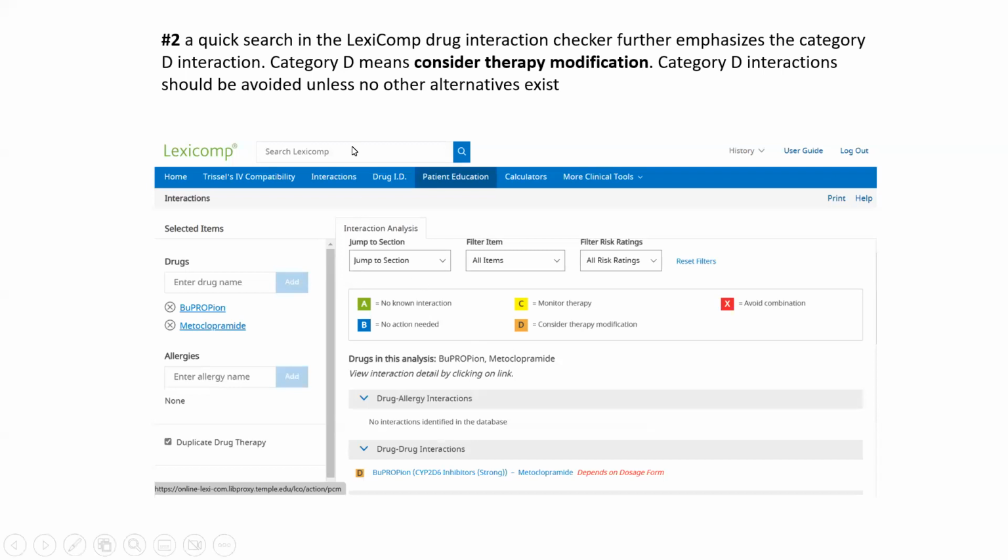Now we're going to go on to Lexicomp, the drug interaction checker on Lexicomp. And again, it is the category D, which again says consider therapy modification. And you should avoid category D interactions unless no other alternatives exist.